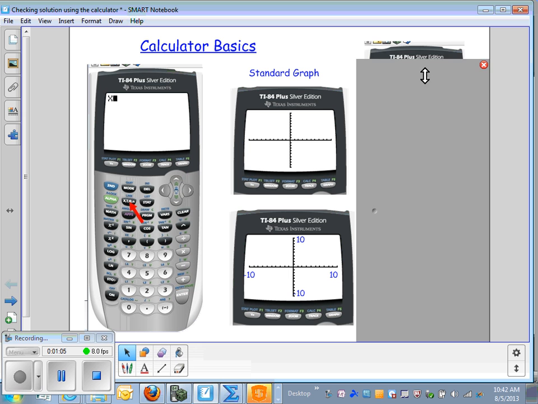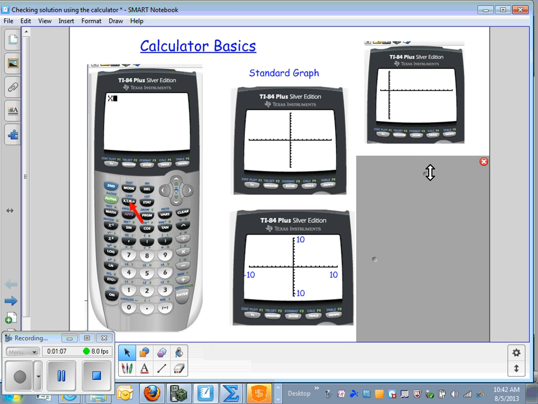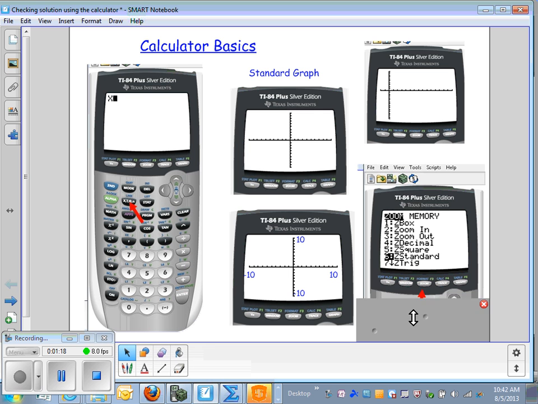Though sometimes when we're working with our calculator and we're graphing, we may not get that standard graph, but we want that standard graph. So we need to know how to reset that. How we do that is we hit the zoom key and choose number 6, which says Z standard, which will give us this standard graph. So it's important that you know how to reset the graph to a standard graph. So go ahead and copy this in your notes so you can refer to it if you need to.